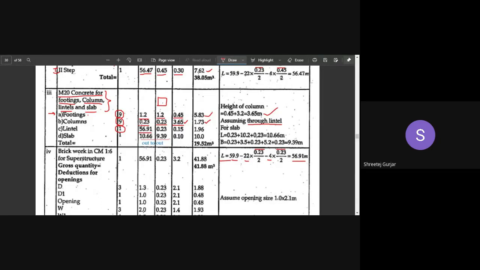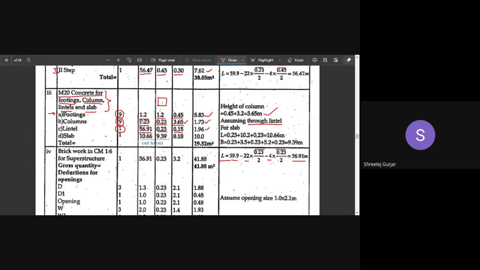So 56.91 lintel, and what is the width? It is nothing but your wall thickness, 0.23. And if you look into your section, the thickness of your lintel is given. That is the depth of your lintel. It is given as 15 centimeters, or 0.15 meters. So that is how you get your lintel.